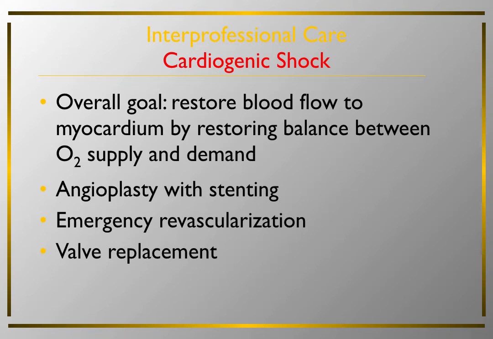So in our cardiogenic shock patients, the overall goal is to restore blood flow to the myocardium, whatever is obstructing it, by restoring balance between O2 supply and demand. This means maybe a cardiac catheterization that's performed as soon as possible after the initial insult. Specific measures to restore blood flow include angioplasty with stenting, emergency revascularization, and valve replacement. Whatever the problem may be, those are some of the options that could occur for treatment. Until these interventions are performed, the heart must be supported to optimize stroke volume and cardiac output to achieve optimal perfusion.